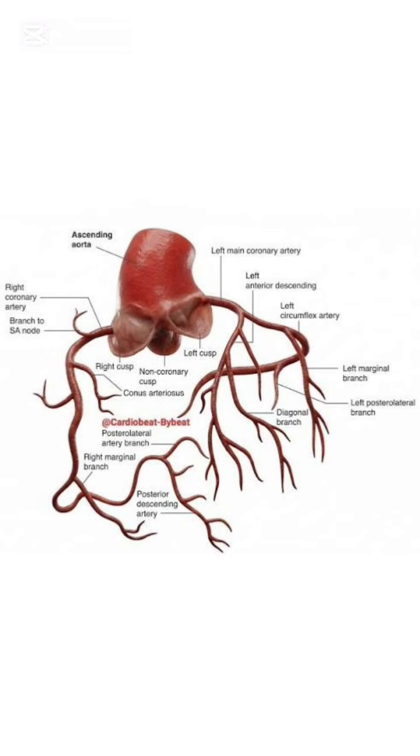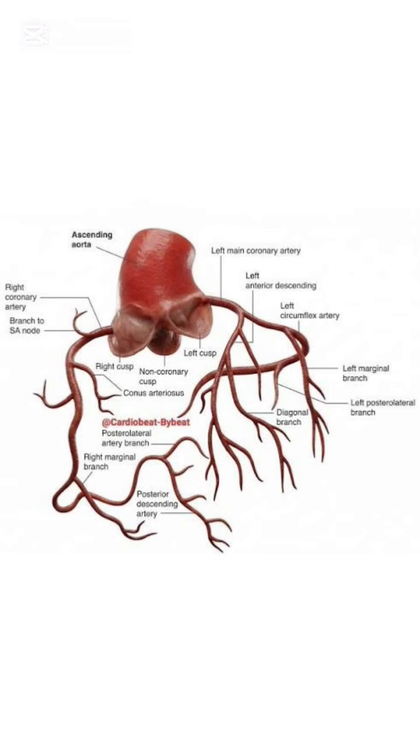The right coronary artery runs in the right atrioventricular groove and supplies the right atrium, most of the right ventricle, the inferior wall of the left ventricle, and the posterior one-third of the interventricular septum in most people. Commonly, it supplies the SA node and AV node.